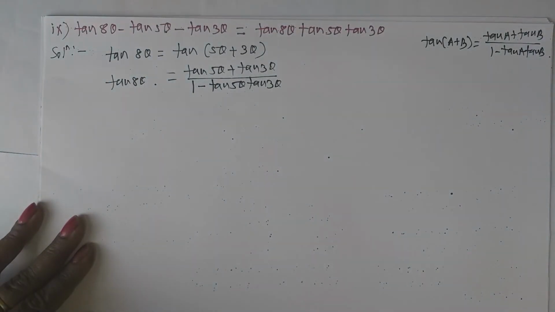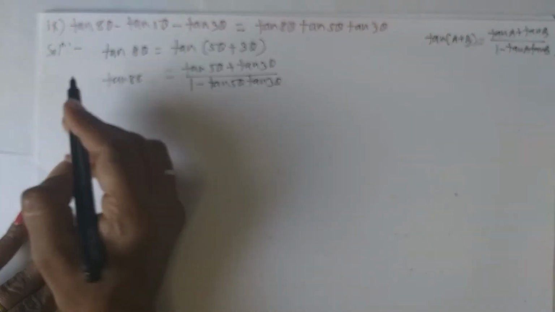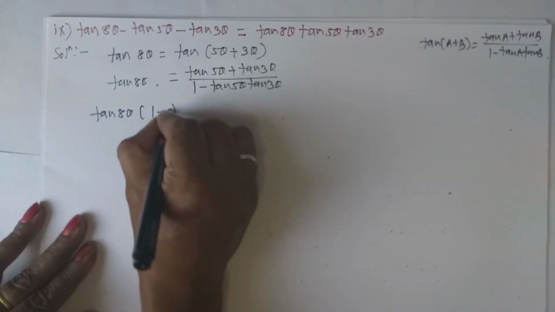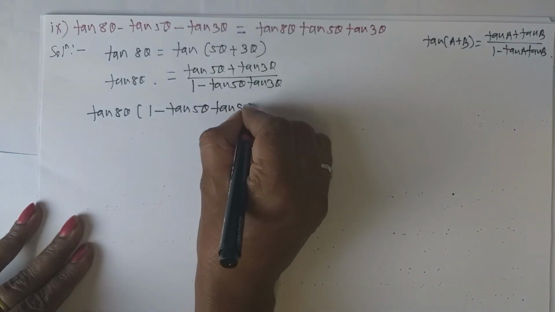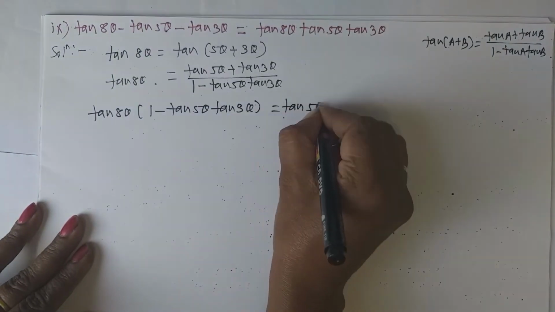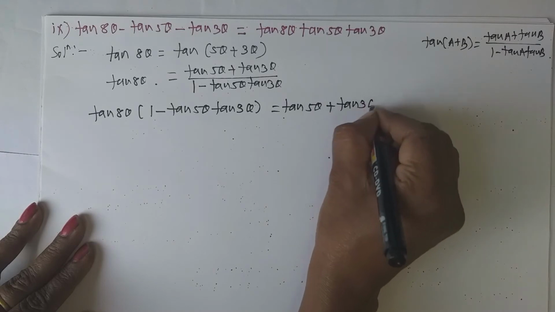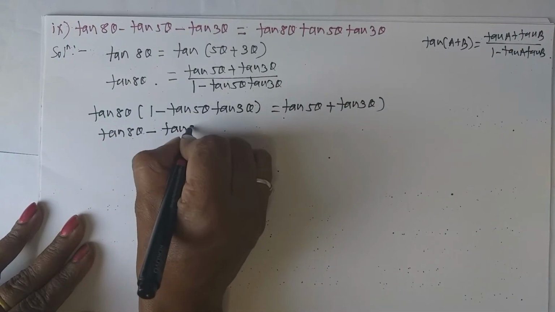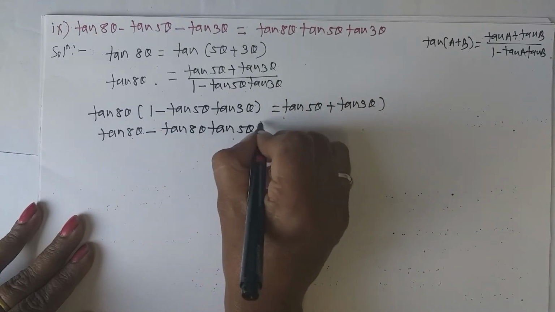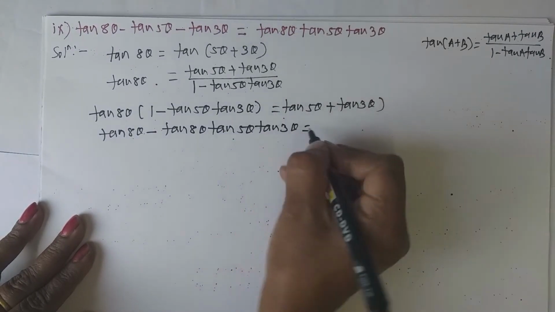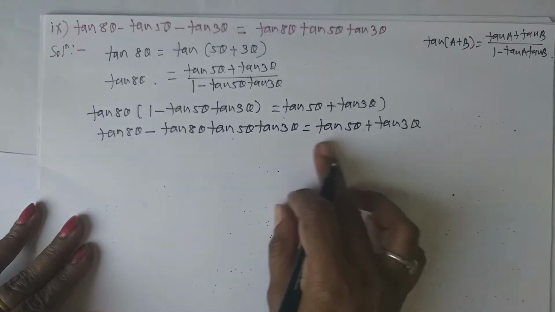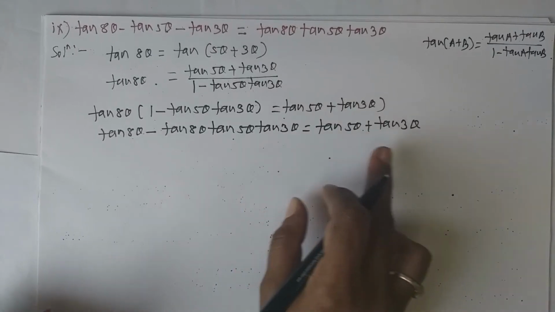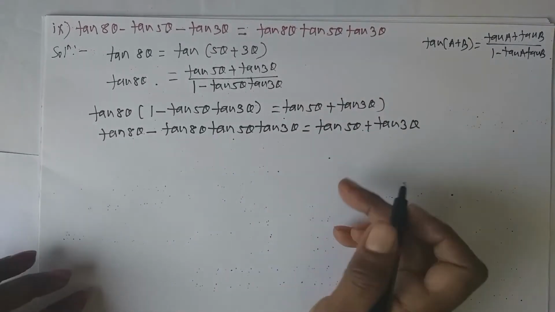In the next step, you transfer this term to the left hand side, and this will be tan 8 theta into 1 minus tan 5 theta tan 3 theta, and this is equal to tan 5 theta plus tan 3 theta. Now open the bracket. This is tan 8 theta minus tan 8 theta tan 5 theta into tan 3 theta. Write down right hand side as it is. Now transfer these two terms to the left hand side, and this term containing three angles to the right hand side, or this negative term to the right hand side.